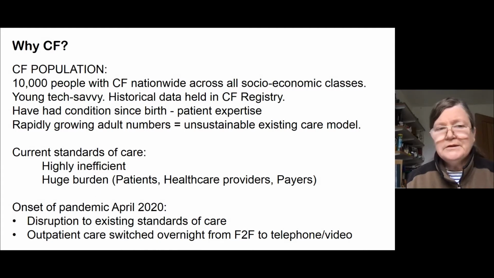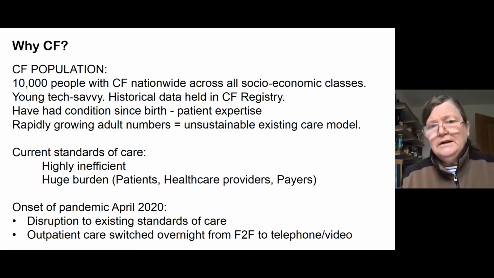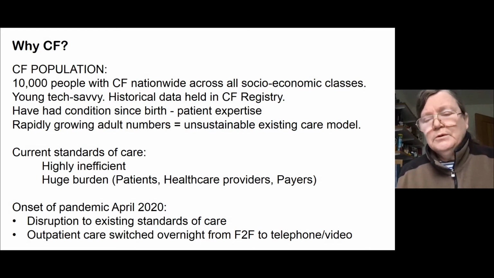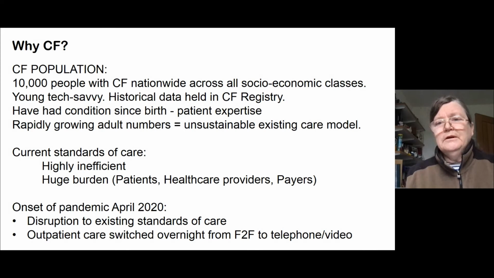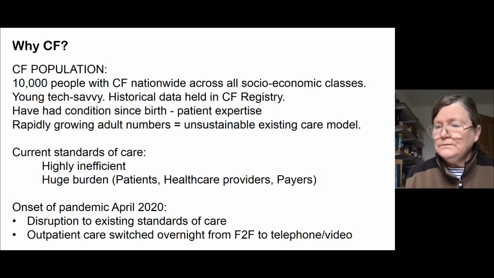It's also a result of the new treatments that are coming through for cystic fibrosis. Before the new treatments came on board, the number of adults with CF was increasing by about 250 per annum. This is based on the UK CF registry data, and that's the equivalent of one new centre per year, which is unsustainable. With the new treatments coming on board, we expect that to accelerate.